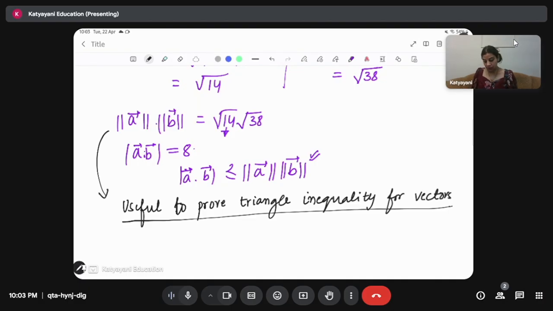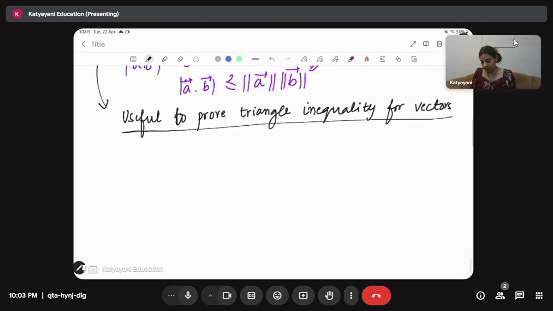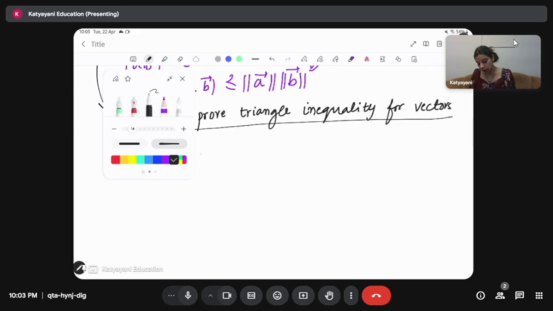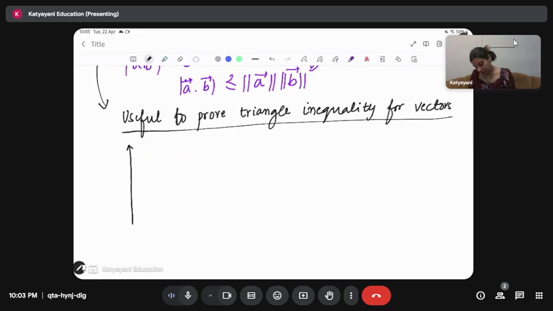So let's see how it will work. First, let me give you the geometric meaning of what we want to prove geometrically. What is the triangle inequality? Geometrically, what do you want to prove? And then in the exam they will ask you the mathematical proof of it, right? So first I want to show you what it means geometrically. So let's see. Suppose you have an xy plane. This is your xy plane.